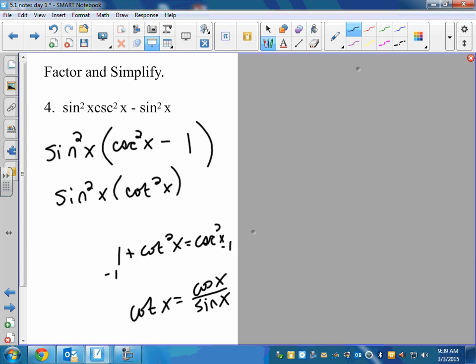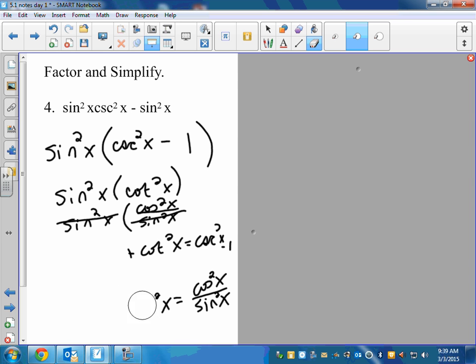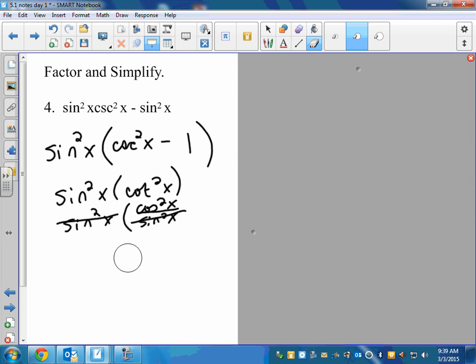It's an equation. If I just square both sides, is that still equivalent? Yeah, so I see that if I had a sine squared on the bottom, I could cancel that with that sine squared. So I'm going to replace cotangent squared with cosine squared over sine squared. You're allowed to do that if you just square everything. It's an equation, so you can do that. Don't put equal signs. So what does this simplify out to be? Just cosine squared.